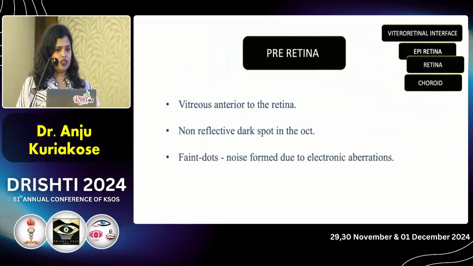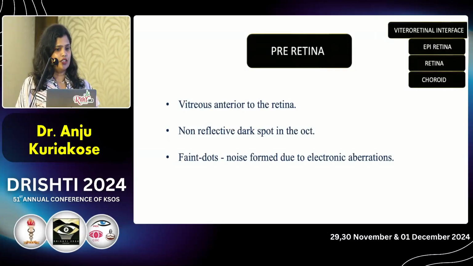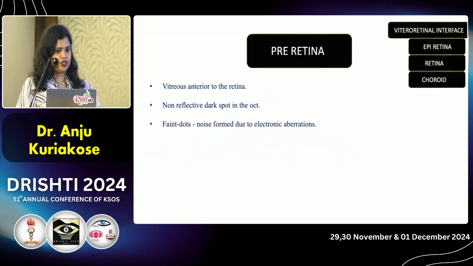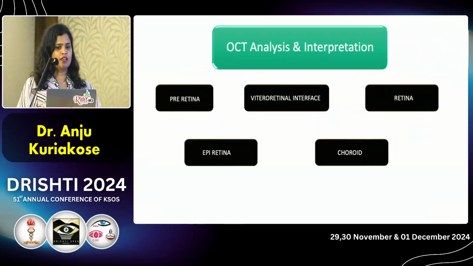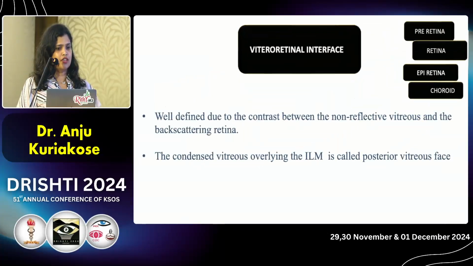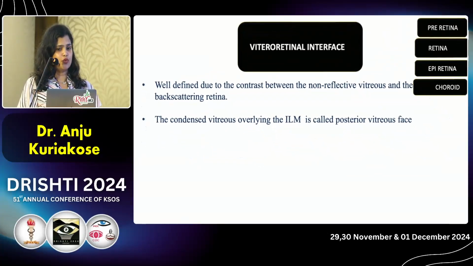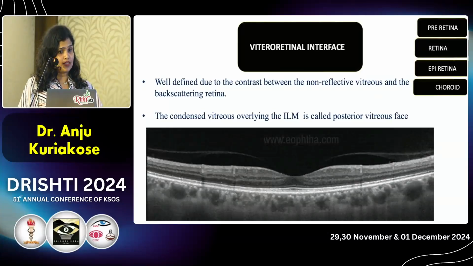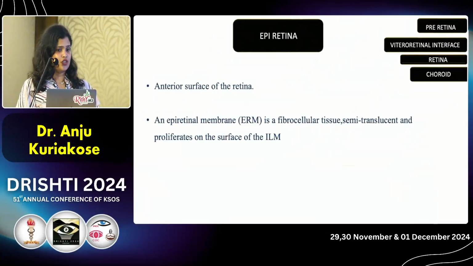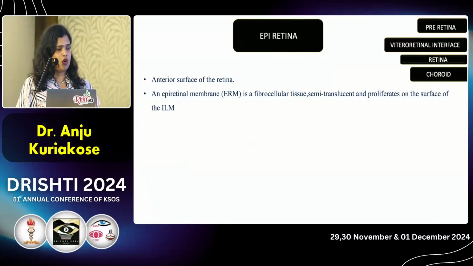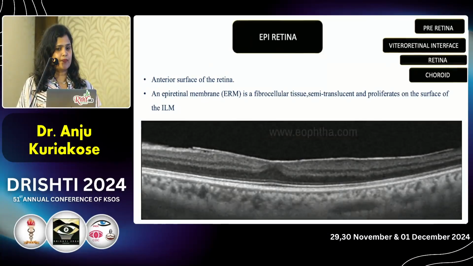First is the pre-retina. It is the vitreous anterior to the retina, a non-reflective dark space on the OCT. We can see faint dots as noise formed due to electronic aberrations. Next is the vitreoretinal interface. It is well defined due to the contrast between the non-reflective vitreous and the backscattering of the retina. The vitreous overlying the ILM is called the posterior vitreous face. Next is the epiretina. The epiretina is the anterior surface of the retina, where epiretinal membrane is commonly seen.